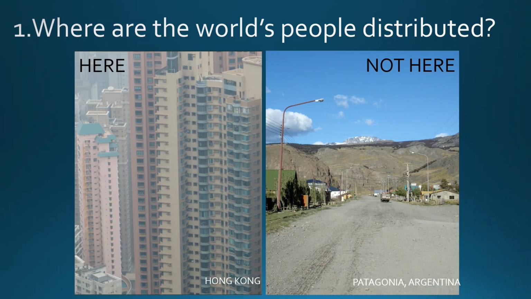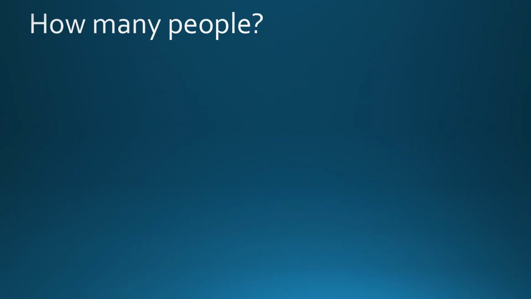And so first we want to talk about where the world's people are distributed. Why is it that in some places, like this high rise in Hong Kong, you can imagine just how many people are living in that building, those buildings, versus in Patagonia in Argentina, very few people living there. We want to think about how many people are on this planet in the first place. On the world, we have about 7.5 billion people. In the United States, we have about 326 million. So a decent portion of that 7.5 billion, but certainly not the largest concentration of people.